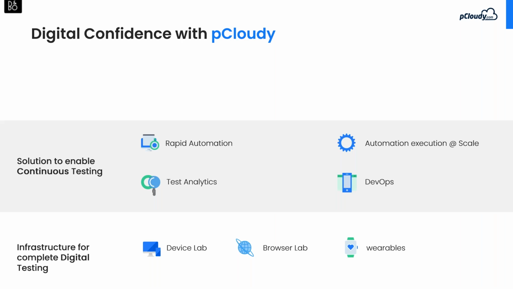Continuous testing is very key, right, to test and release quality apps and updates faster. Various techniques such as rapid automation, DevOps, and test analytics also play a vital role in enabling continuous testing. Right. So these are also the key pillars that our platform is built on to enable continuous testing of our mobile and web apps.